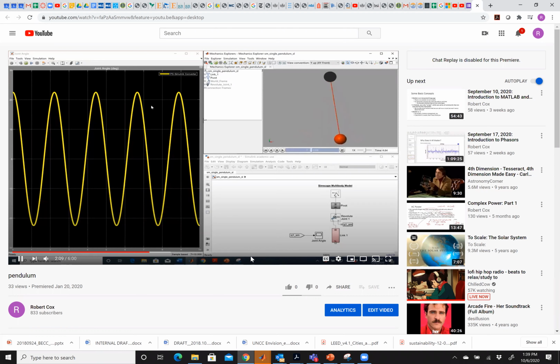As this guy moves back and forth with no loss in that system, the angle traces out a sinusoidal condition. Now, what happens if I put a little bit of loss in the system though? In other words, let's say I put some friction maybe up into this ball joint. It's going to slowly decrease in amplitude. It's still going to have a sinusoidal variation, right?